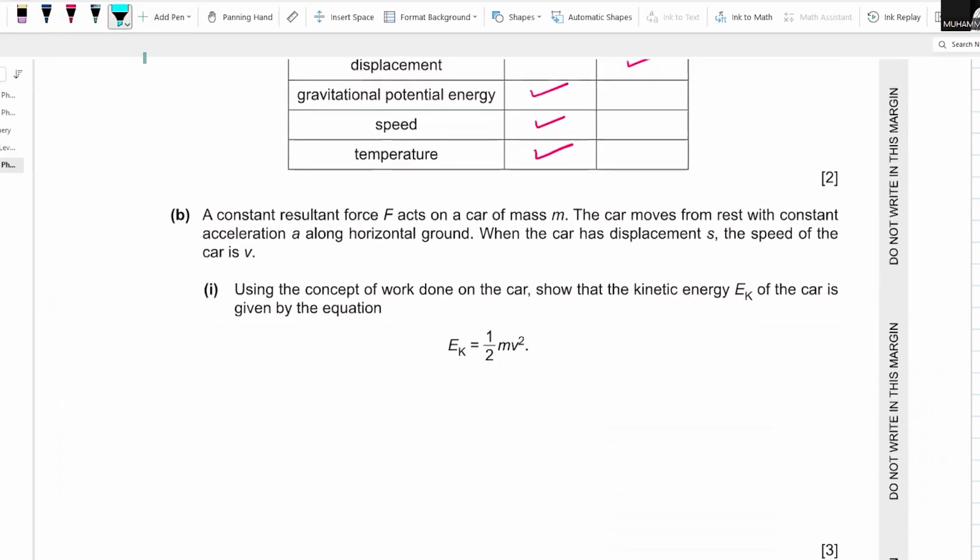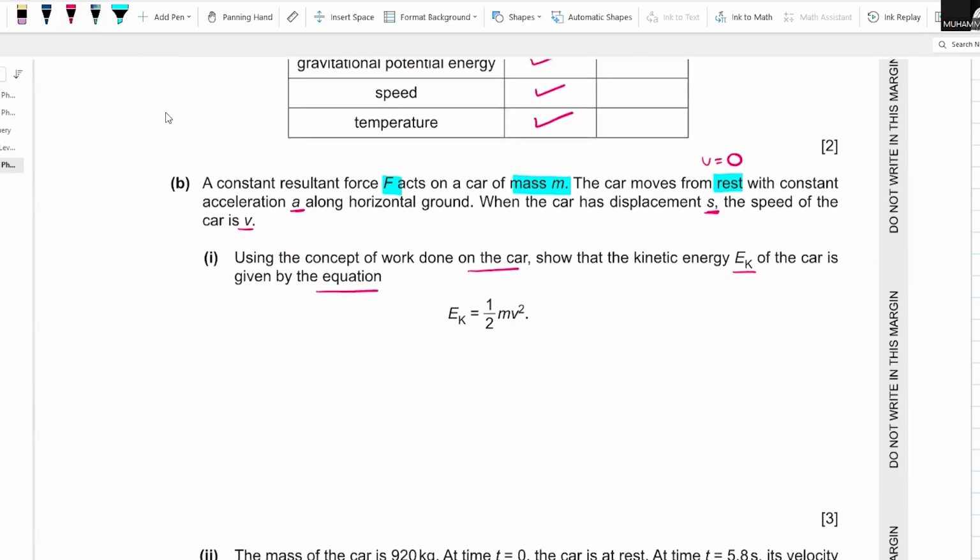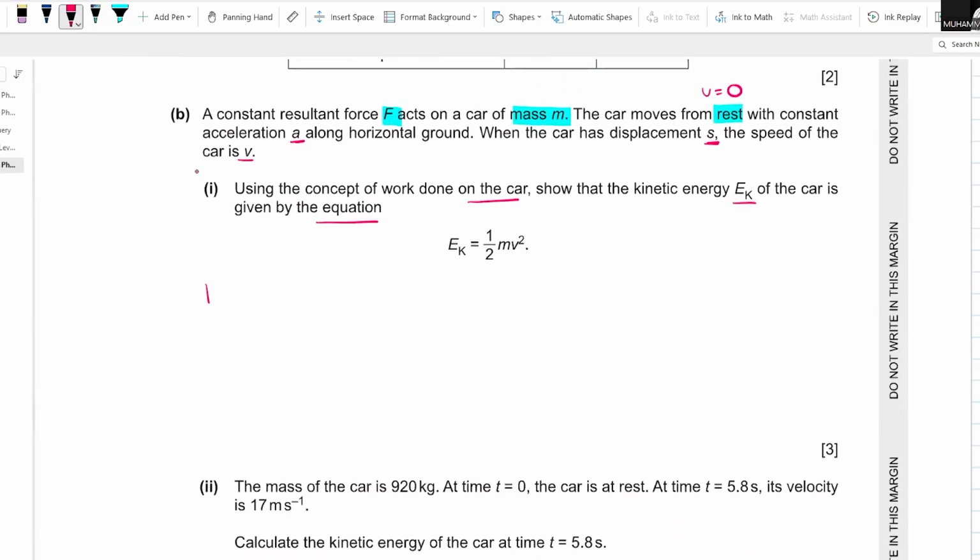A constant resultant force F acts on a car of mass m. Okay, the car moves from rest. So the initial speed of the car is 0 with constant acceleration a, along horizontal ground. When the car is displaced by s, the speed of the car is v. Use the concept of work done on the car to show that the kinetic energy of the car is given by this equation. Okay, so let's make a car.